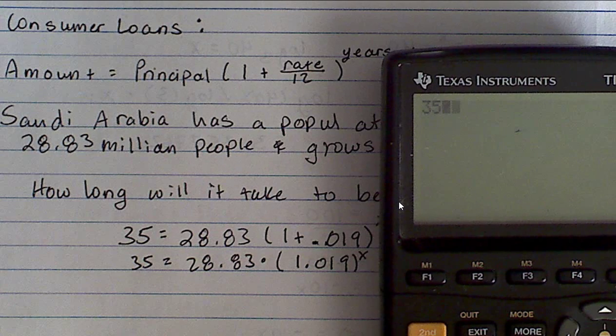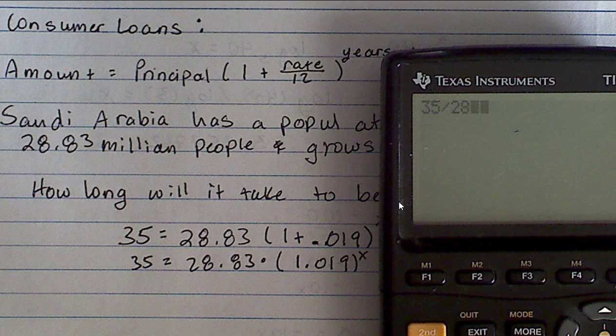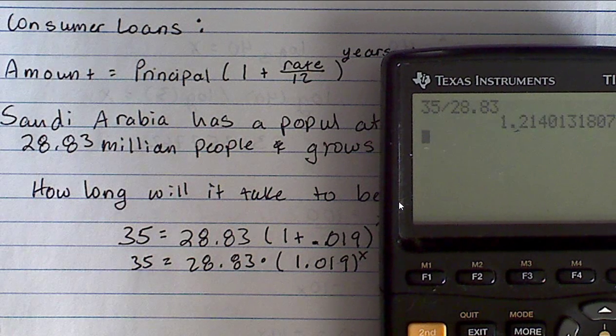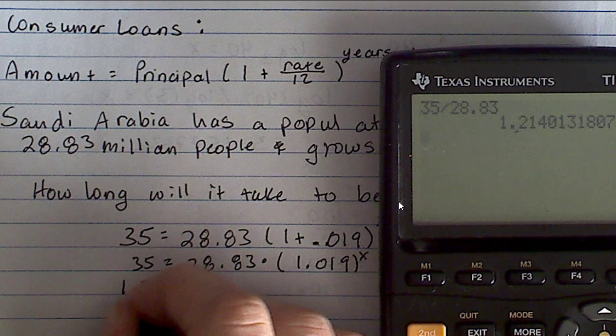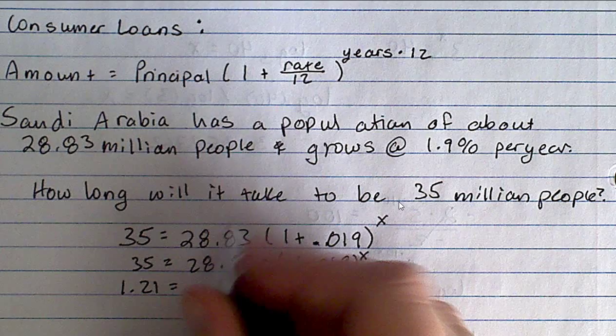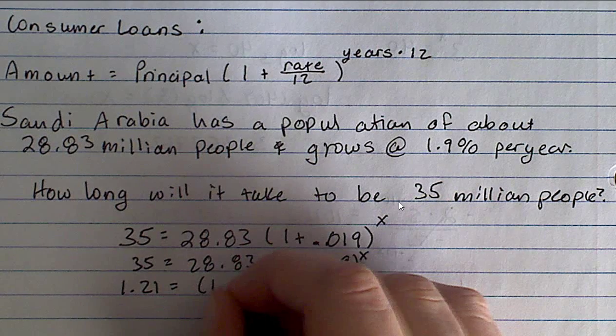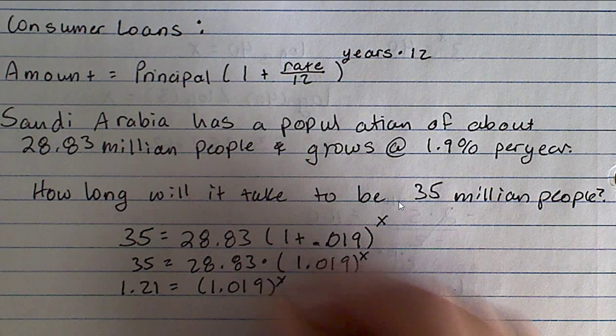1.21. So 35 divided by 28.83. I'm going to round that to 2 decimal places. So 1.21 is equal to 1.019 to the x power.